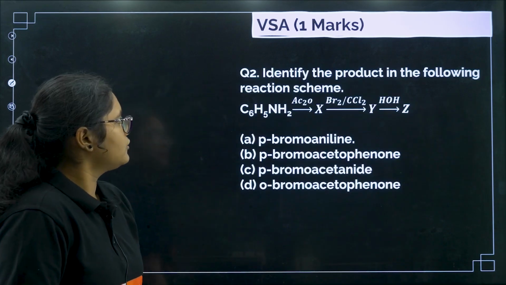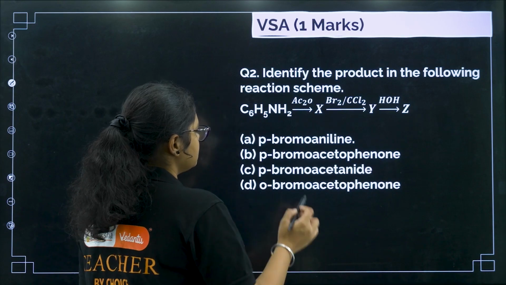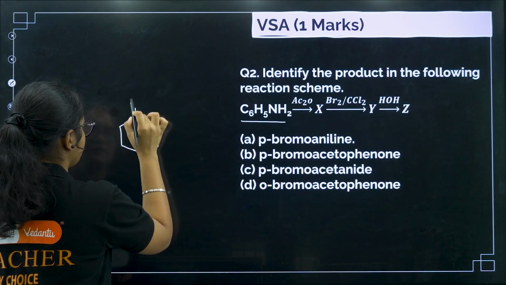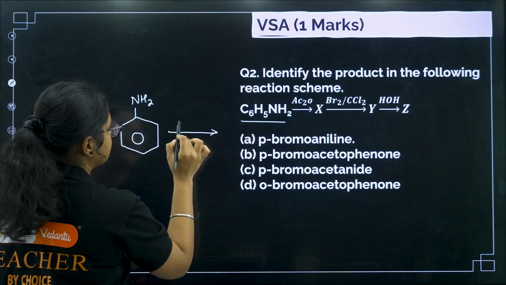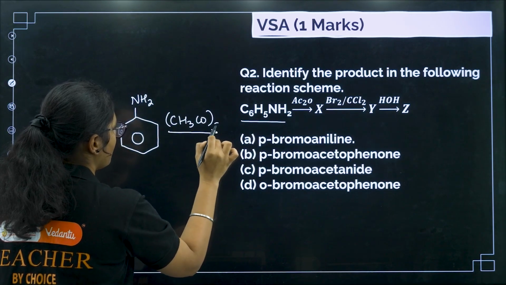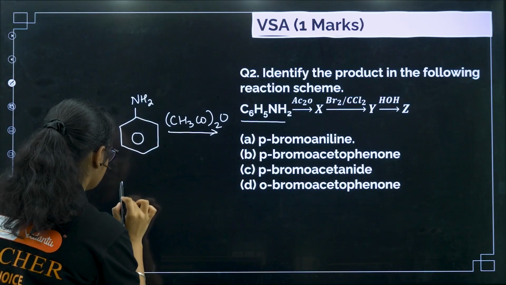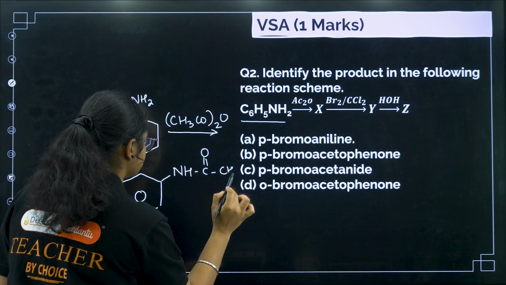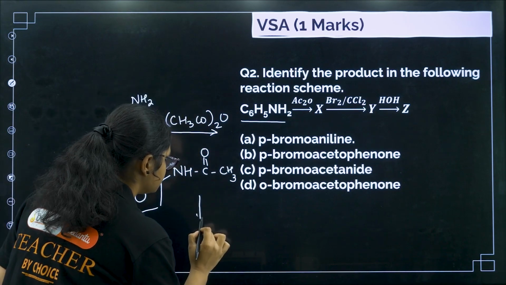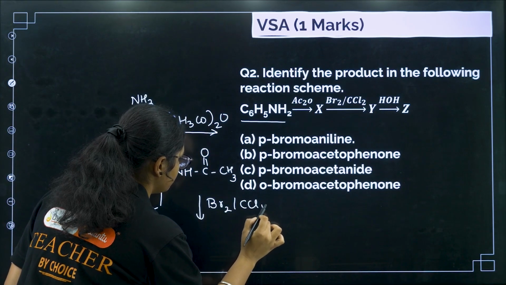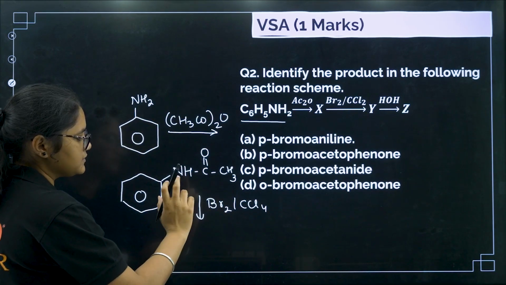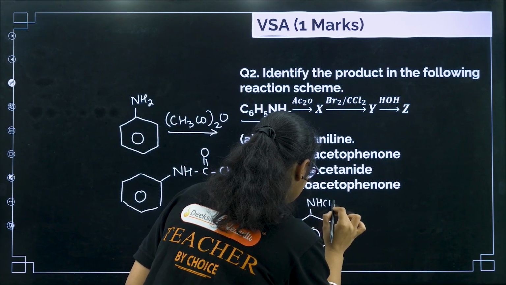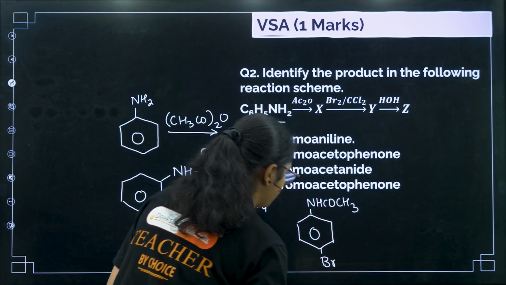Next, coming to question number 2, identify the product in the following reaction. C6H5NH2 with Ac2O. This is acylation. If you have NH2 and you are treating with Ac2O, I can write it like this: (CH3CO)2O. First the acylation takes place, giving NHCOCH3. Now if you treat it with bromine in CCl4, bromination will take place, but only at the para position. So we will get NHCOCH3 with bromine at the para position.